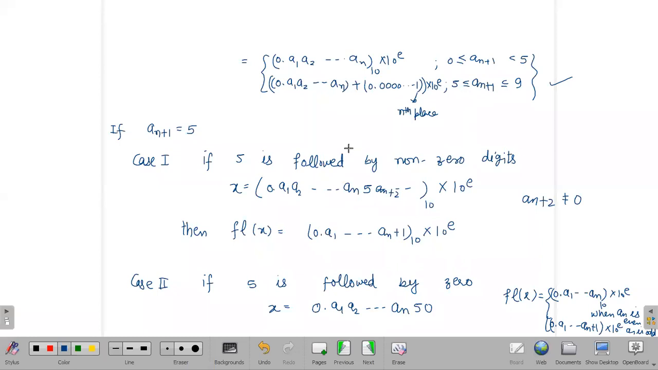That means in case 1 we do not add anything, if an plus 1 is equal to 5, then the same format is printed on this. Which one? Where?